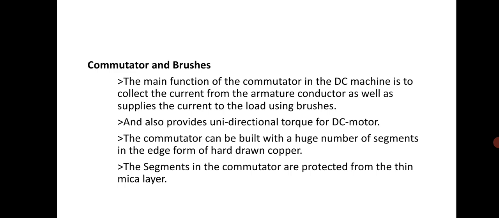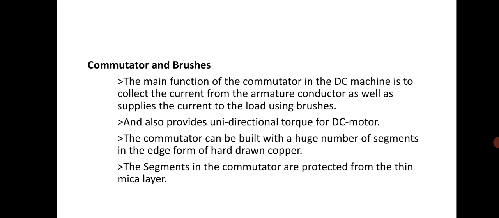Then commutator and brushes. The main purpose of the commutator is to collect the current from the armature conductor, and it will supply the current to the load. How does it supply the current to the load? Using brushes. So it provides unidirectional torque for a DC motor. What is the meaning of unidirectional? That is the flow of current in only one direction. What is torque? Torque is the rotational force.